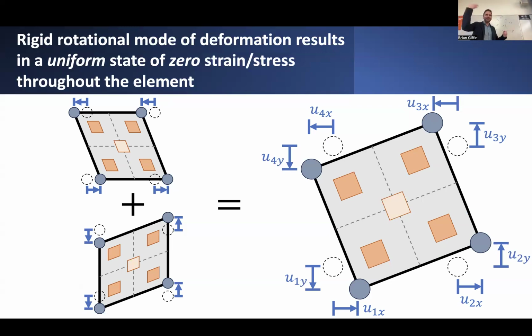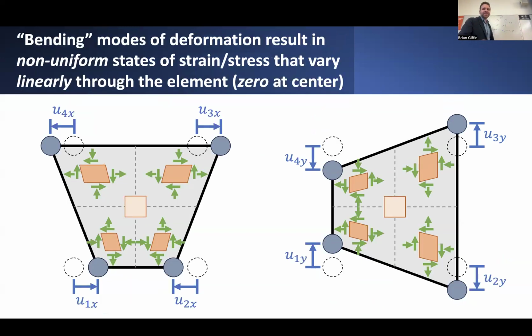So we actually have a few rigid modes of deformation: rigid translation in the x or y directions, and rigid rotation, and they all correspond to 0 states of strain and stress in the element. We also have these uniform states of axial extension or uniform shear that result in constant states of stress and strain throughout the element.